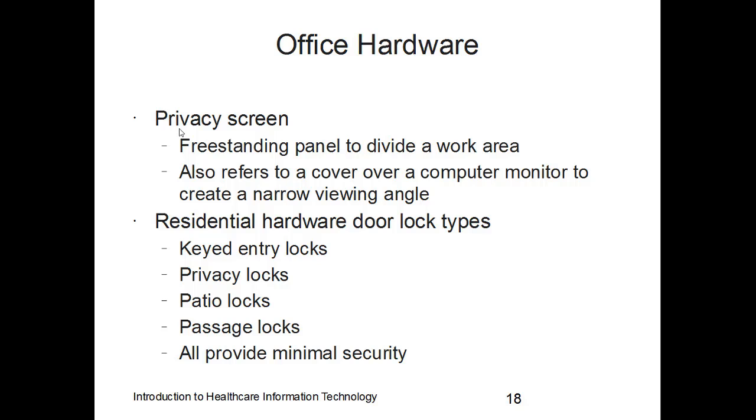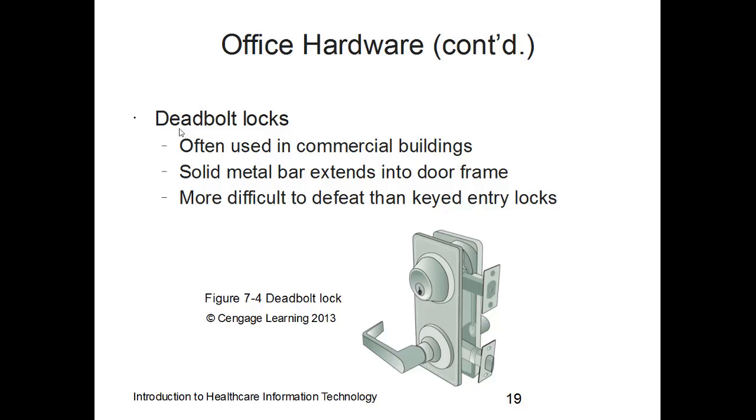You can also use residential hardware door locks. This could be a keyed entry lock or a privacy lock, a patio lock, a passage lock. And all these, even though they add another layer of security, are often minimal security enhancements. See, a lock that's commonly used in commercial buildings is a deadbolt lock, where you have a solid bar that extends into the door frame itself. These offer more security than a standard keyed entry.